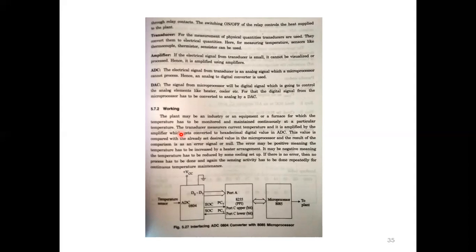So we are using the transducer for the measurement of physical quantities. Transducers convert them into electrical quantities. For measuring temperature, sensors like thermocouple, thermistor, and sensistor can be used. Then there is the amplifier. If the electrical signal from the transducer is small, it cannot be visualized or processed. Hence, it is amplified using amplifiers.